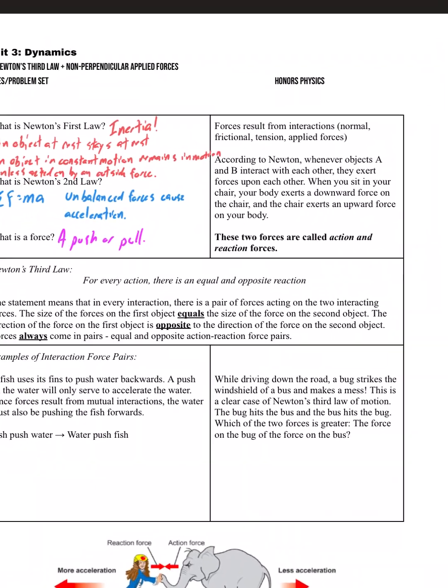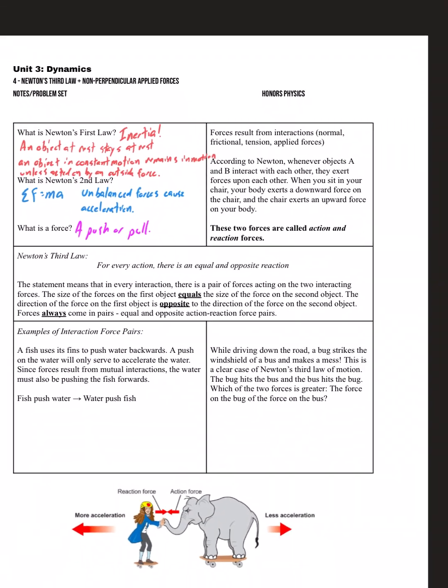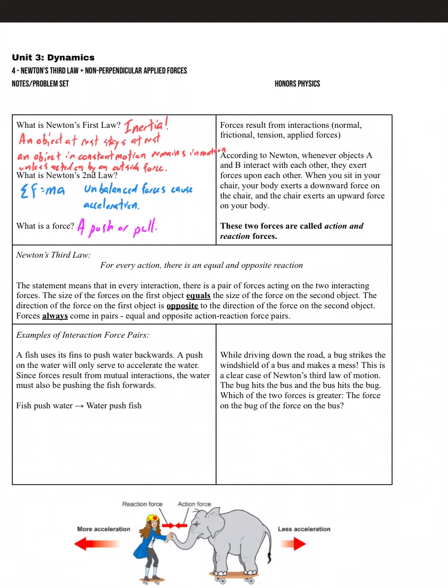And so on that note, here's Newton's third law stated. For every action, there is an equal and opposite reaction. The most important part about this is this equal and opposite thing, right? So we've heard about this for a really long time, but basically what it means is anytime two objects act on each other, there is an equal and opposite force.